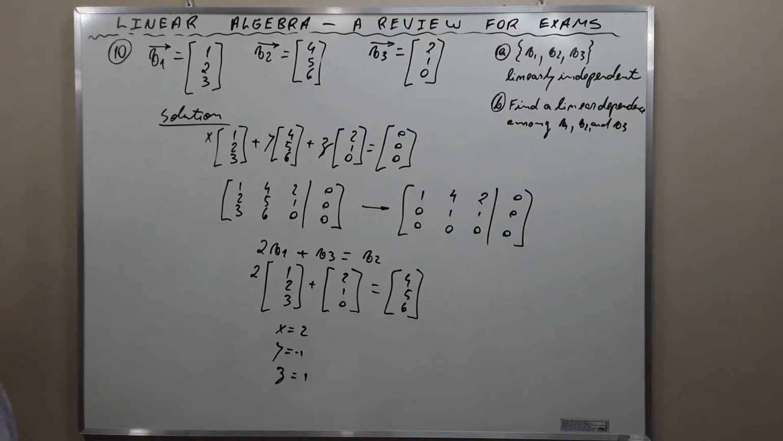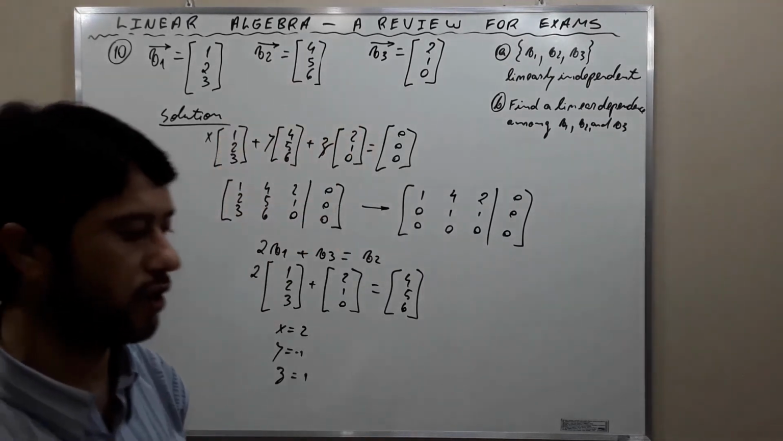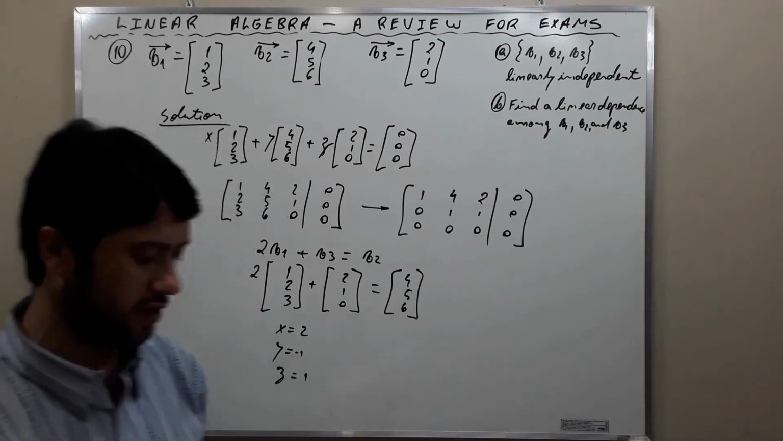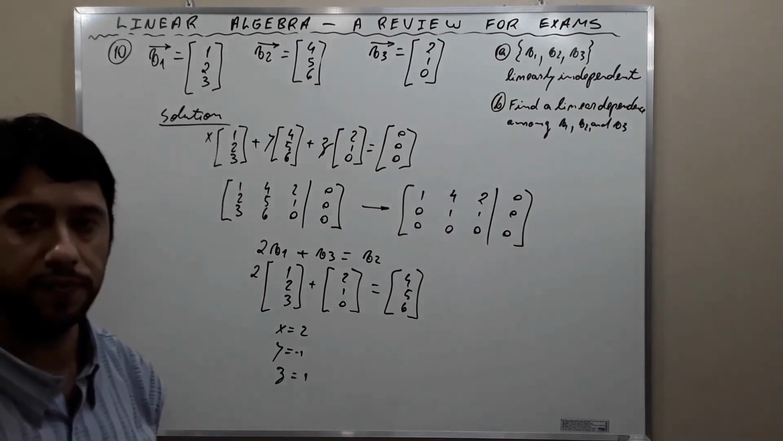So the ultimate conclusion is that the vectors are linearly dependent, alright? One of them can be written as a linear combination of the others. Alright, this is all for exercise 10. Let's go to exercise 11 then.